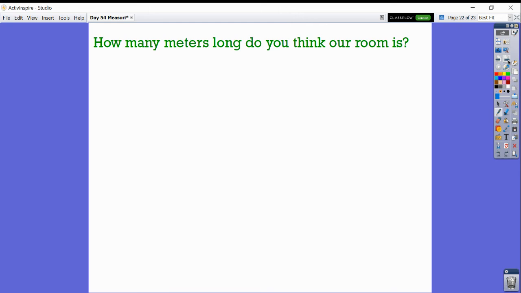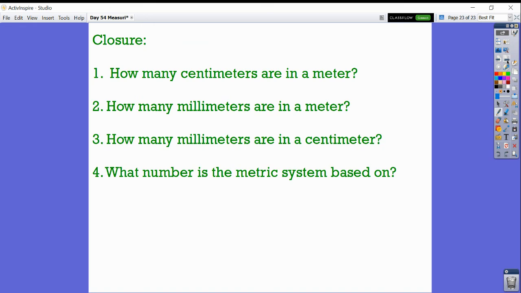Okay, how many meters long do you think the room you're in is? Well, it could be pretty big, right? If you're in a classroom, it would be many meters. If you're in your room, maybe not as many.